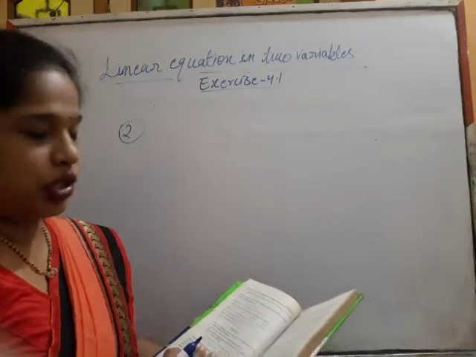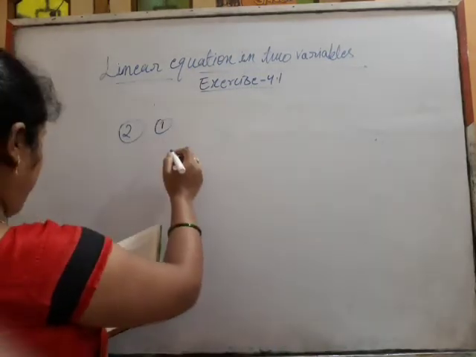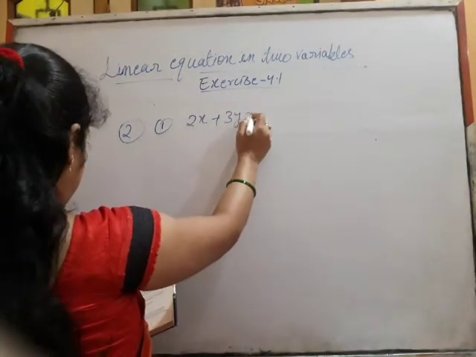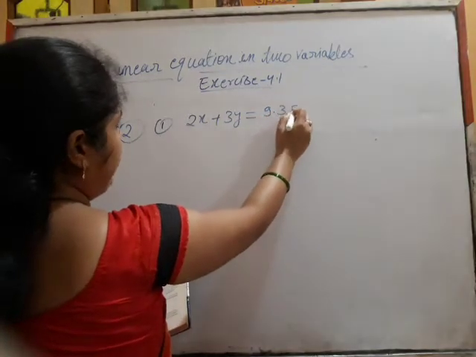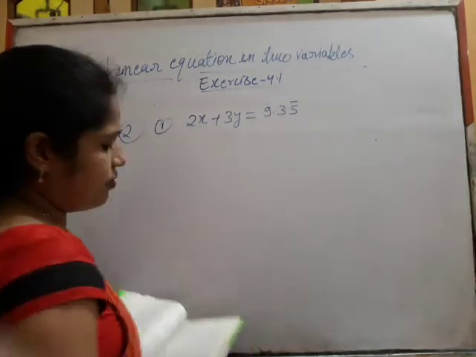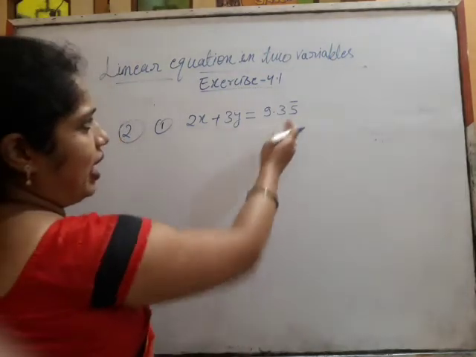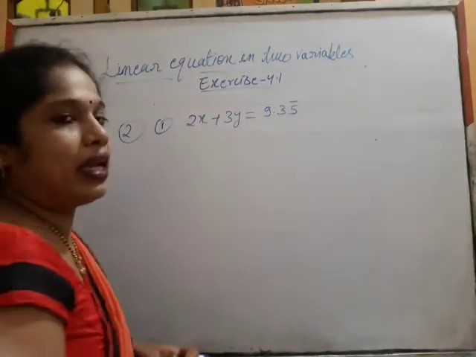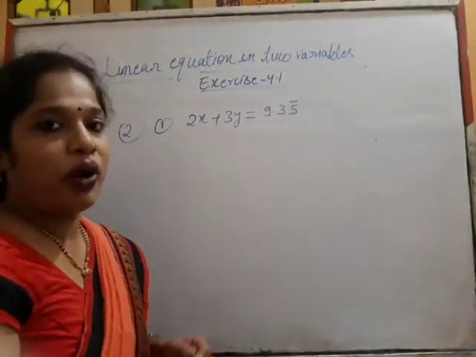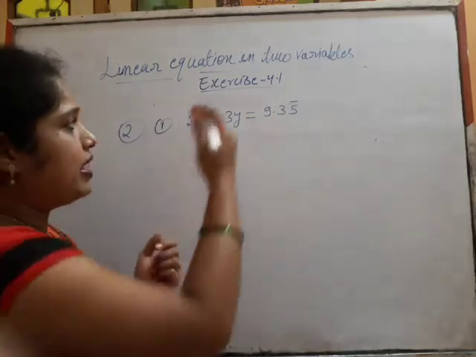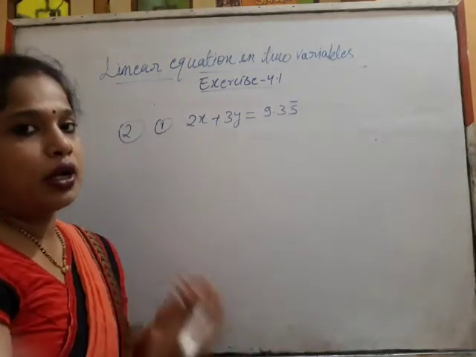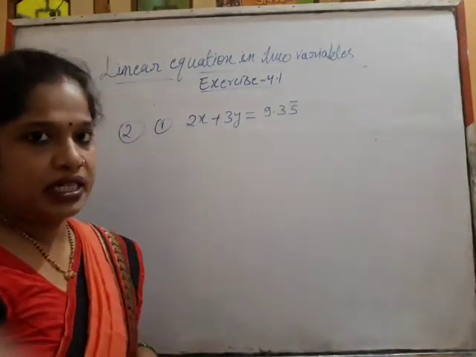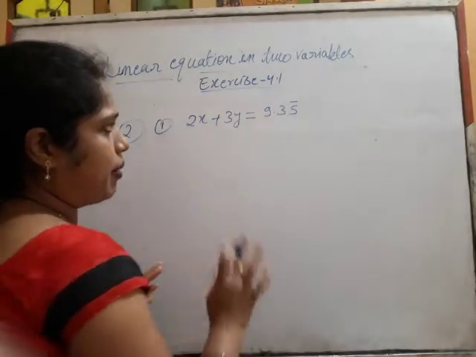The first part of the second question: 2x plus 3y is equal to 9.35 with a bar on the 5. Don't get scared or confused with this bar. This is simply a number, and the bar shows that the decimal expansion of the number is non-terminating and repeating. The number 5 will repeat here. So nothing is there, it's just a rational number.